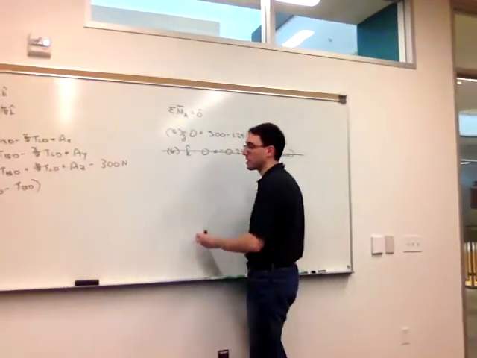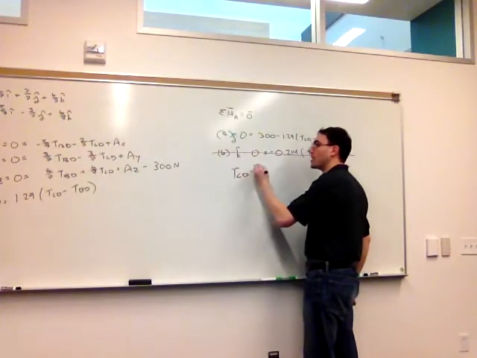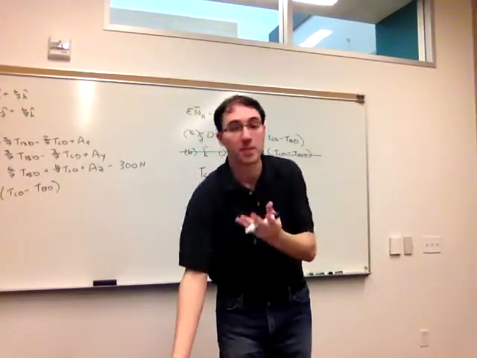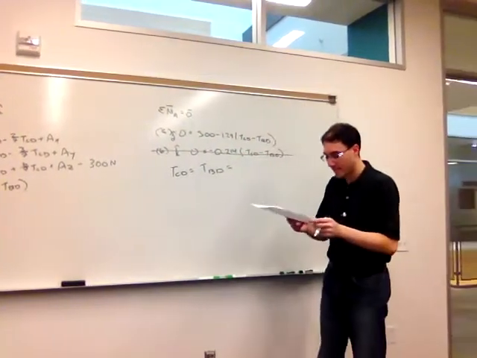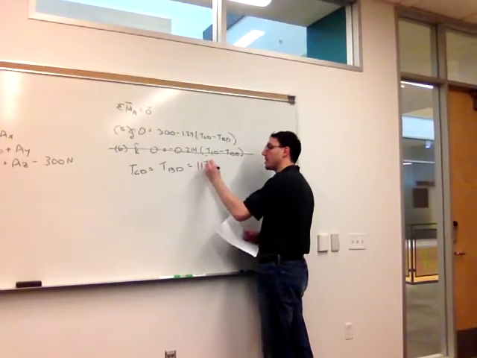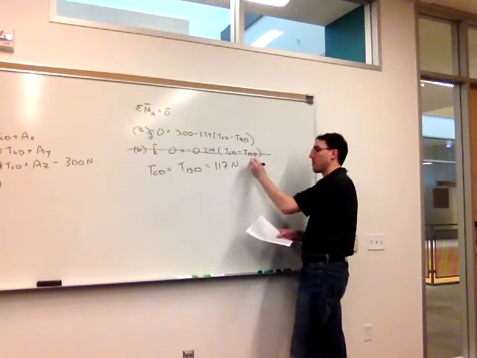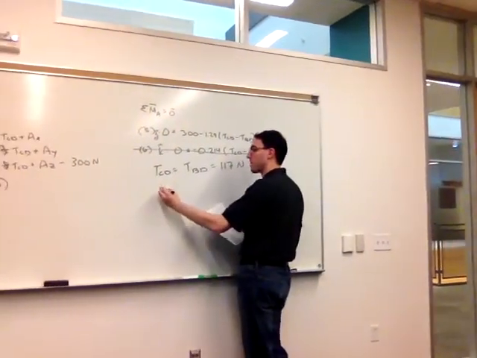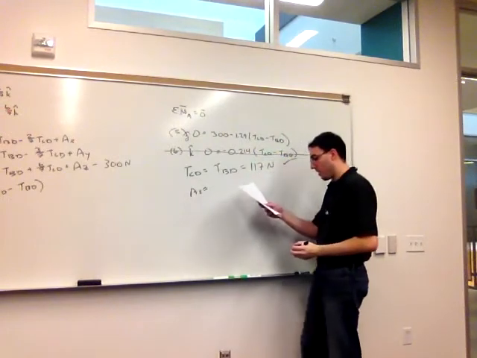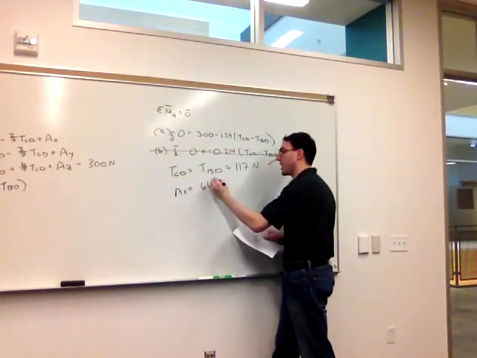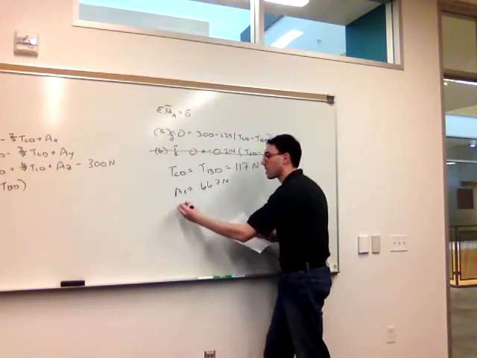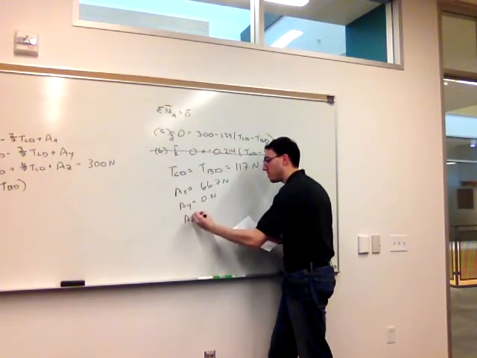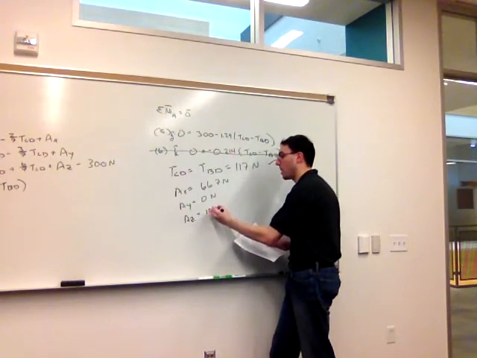Now if we solve these, I'll give you the answers. We do get mathematically that the tensions are the same, which we expected, but wasn't necessarily true up front. The tensions are 117 newtons. They're both positive, so that's our initial check. The X component at the ball and socket is 66.7 newtons. The Y component, we get 0. And the Z component, we get 100 newtons.